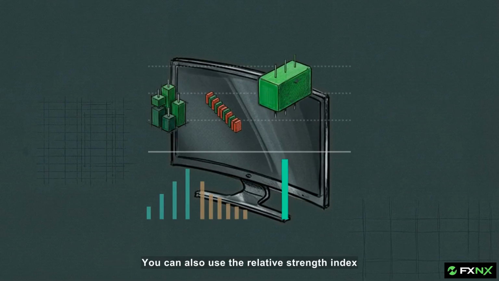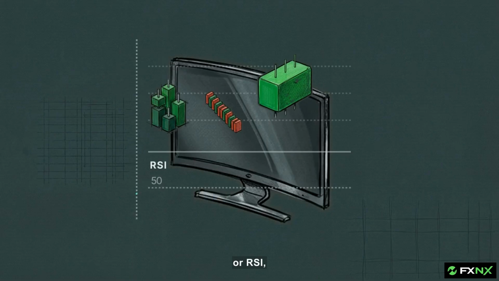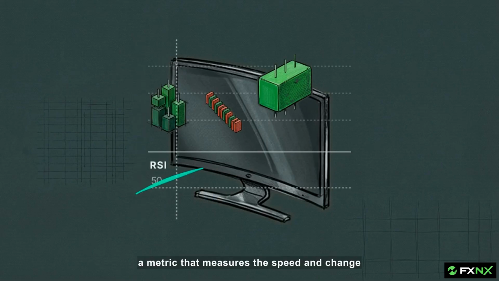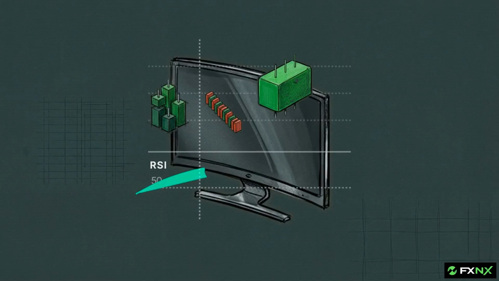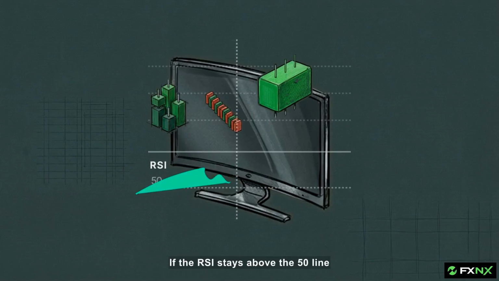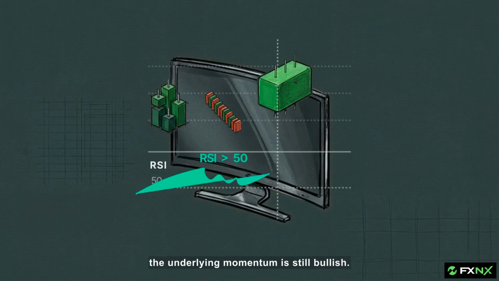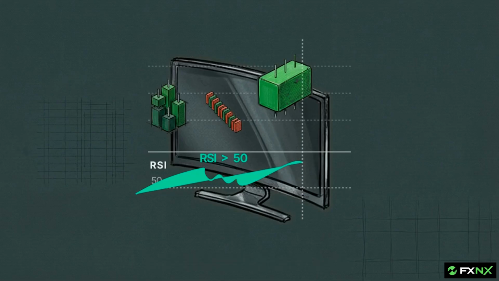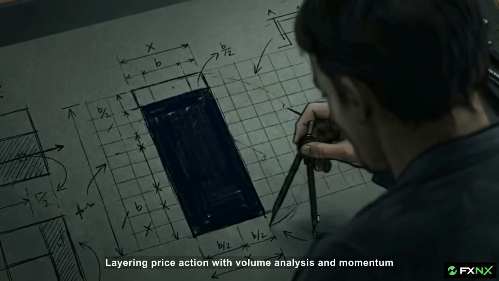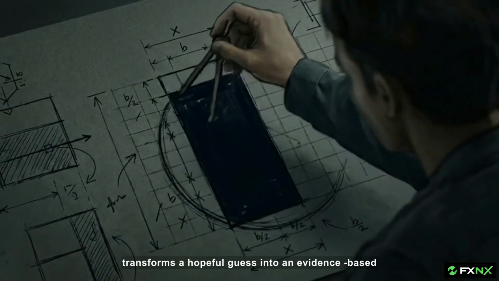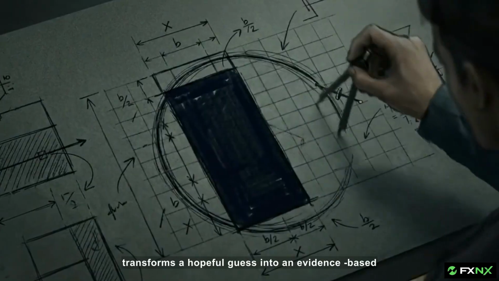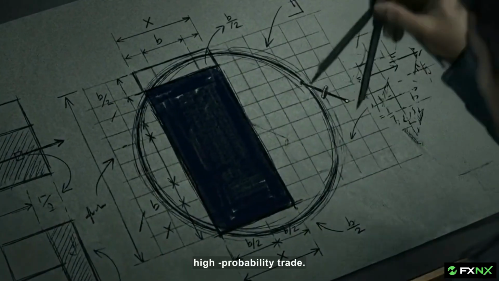You can also use the Relative Strength Index, or RSI, a metric that measures the speed and change of price movements. If the RSI stays above the 50 line during the pause, the underlying momentum is still bullish. Layering price action with volume analysis and momentum indicators transforms a hopeful guess into an evidence-based, high-probability trade.